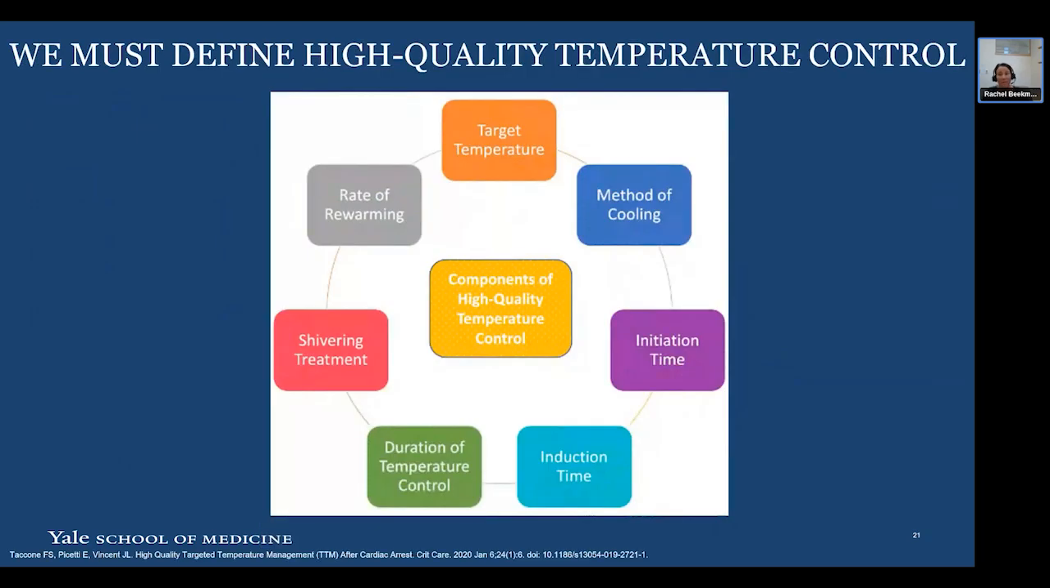High-quality temperature control is a framework that focuses on delivery of a standardized intervention with optimized parameters. When we talk about high-quality temperature control, we must address several factors, such as the methods for hypothermia, the pre-induction and induction times, the depth and length of hypothermia, adjunctive treatments for shivering thermogenesis, and the rate of rewarming.